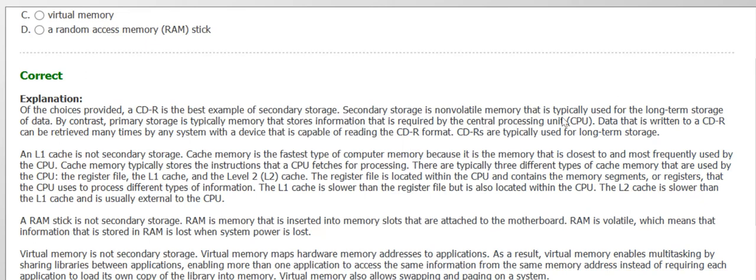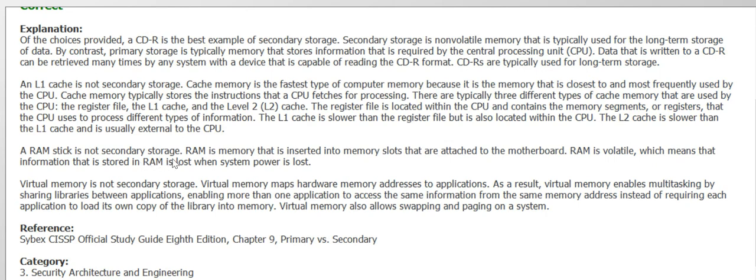It is non-volatile memory used for the long-term storage of data. However, primary storage is memory which stores information required by the CPU. L1 cache is not secondary storage. Cache memory is the fastest type of computer memory because it's the memory which is closest to and most frequently used by the CPU. Okay, a RAM stick is also not secondary storage. It is volatile, which means information stored in RAM is lost when system power is lost.